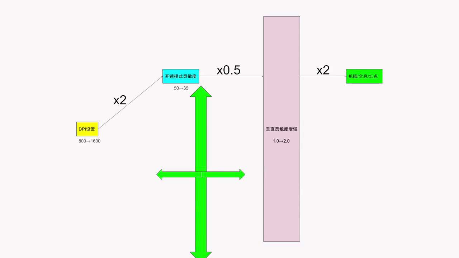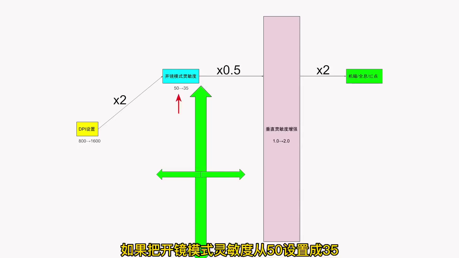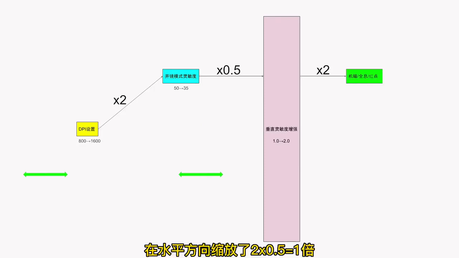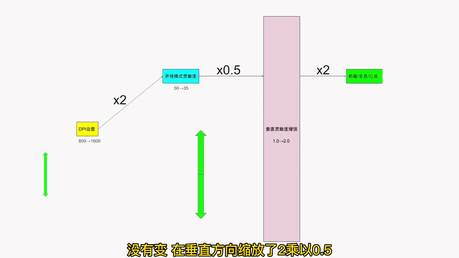At this point, if you set the aiming mode sensitivity from 50 to 35, the second factor is multiplied by 0.5, and the final result looks like this. You can see that, comparing with the initial status, the red dot effect is scaled horizontally by 2 times 0.5, which equals 1, so it remains unchanged. Scaled vertically by 2, multiply 0.5, multiply 2, which equals 2 times.